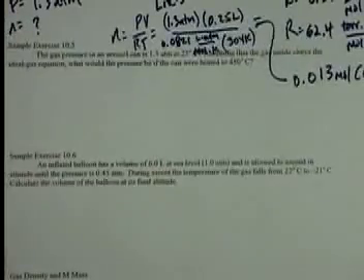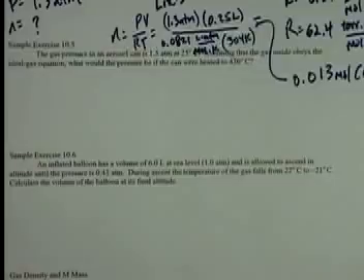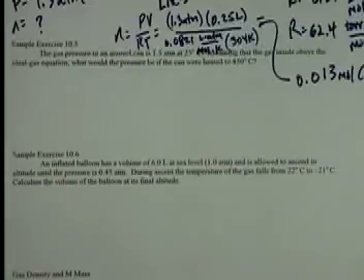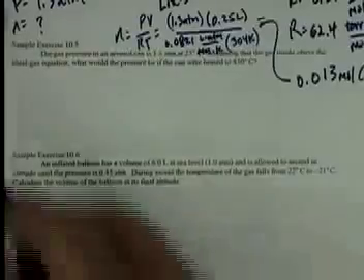Our next problem, sample exercise 10.5, says the gas pressure in an aerosol can is 1 atmosphere at 25 degrees Celsius. Assuming that the gas inside obeys the ideal gas equation, what would be the pressure if the can were heated to 450 degrees Celsius? Now this is a similar problem, but we have a change in conditions. And look for when there's a change in conditions.